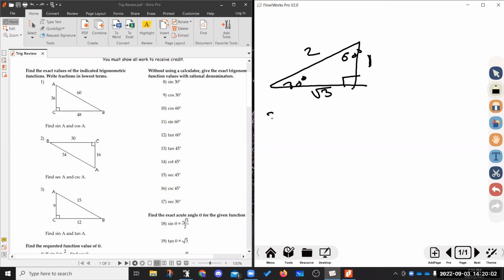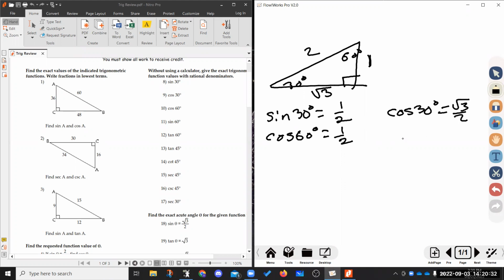So the sine of 30 degrees is going to be 1/2. The cosine of 60 degrees is also going to be 1/2 because these are cofunctions and complementary angles. So you're going to see that the cofunctions of complementary angles are going to be equal to the same thing. That was 8 and 10. I'm going to do number 9 here. The cosine of 30 degrees is going to be root 3 over 2, and that's the same thing as the sine of 60 degrees, which is also going to be root 3 over 2.